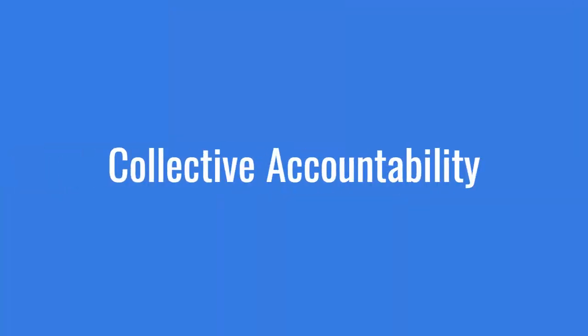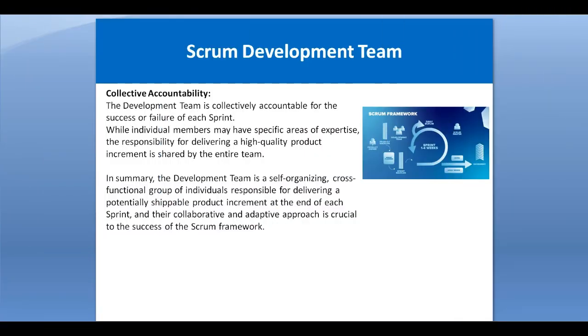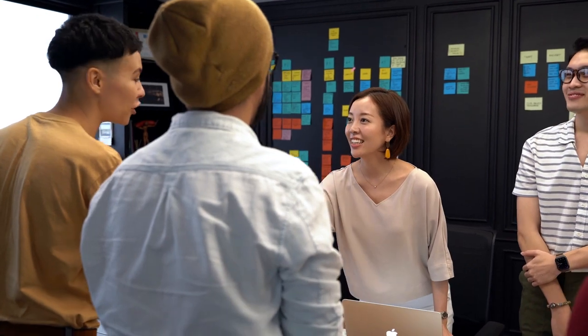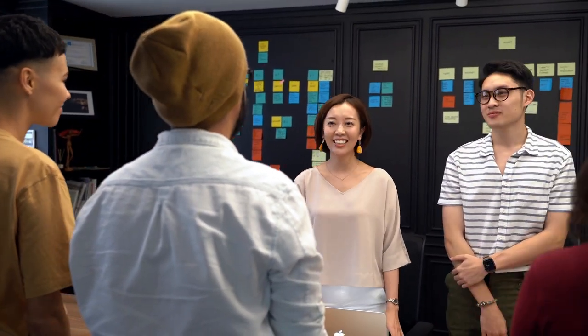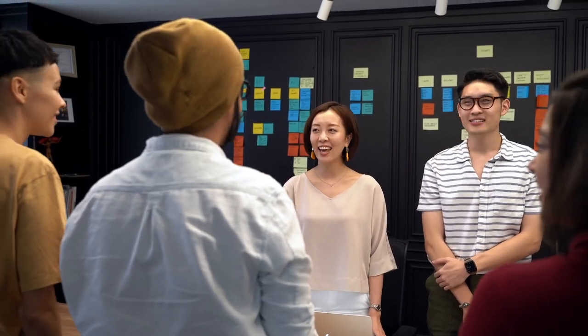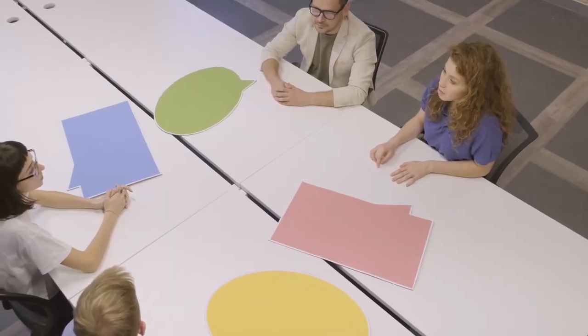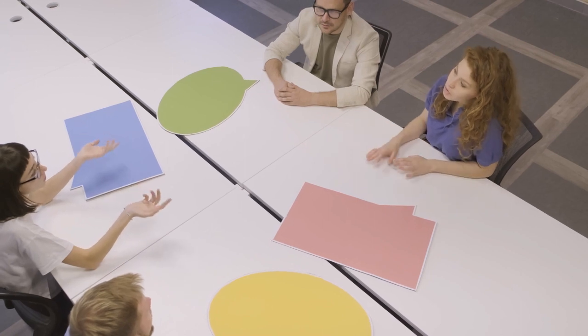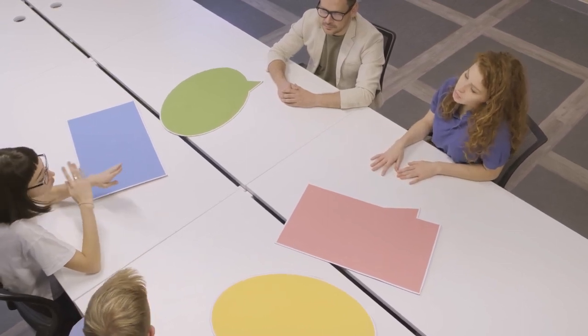Collective accountability means the team is collectively accountable for the work which they have performed. In failure and success, they are both responsible. While individual members may have specific areas of expertise, the responsibility for delivering a high quality product increment is shared by the entire team. So the Scrum development team is a self-organizing, cross-functional group of individuals responsible for delivering a potentially shippable product increment at the end of each sprint, and their collaborative and adaptive approach is crucial to the success of the Scrum framework.